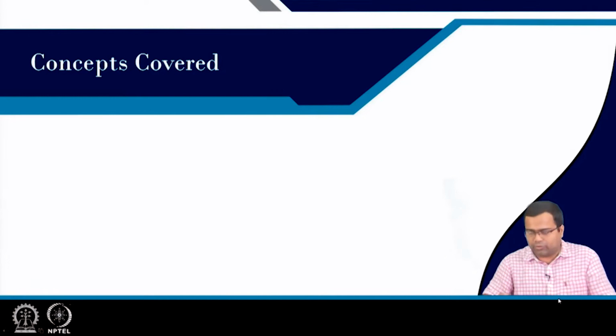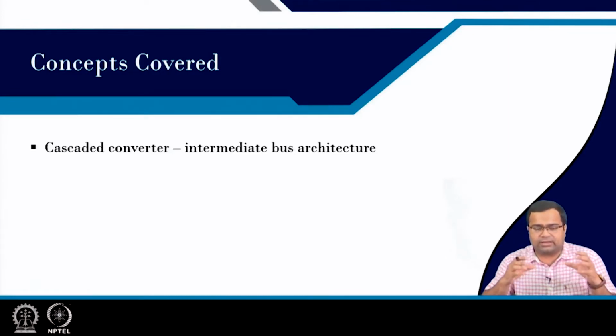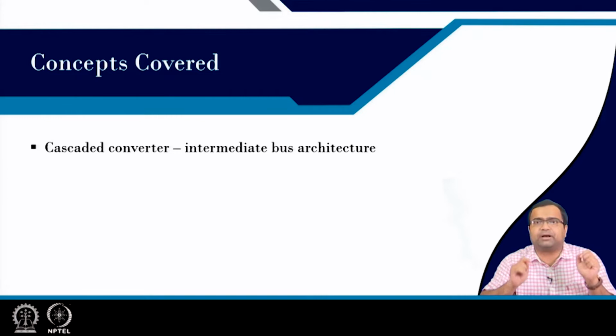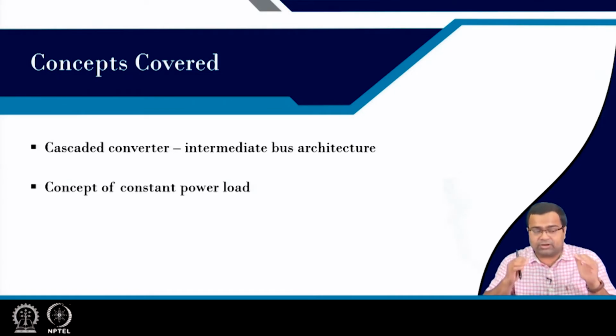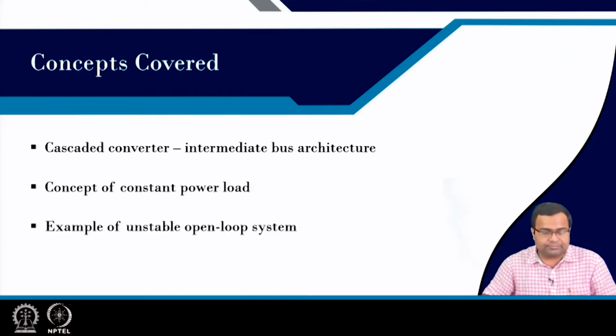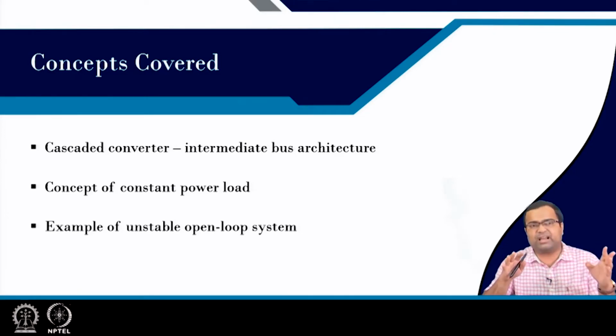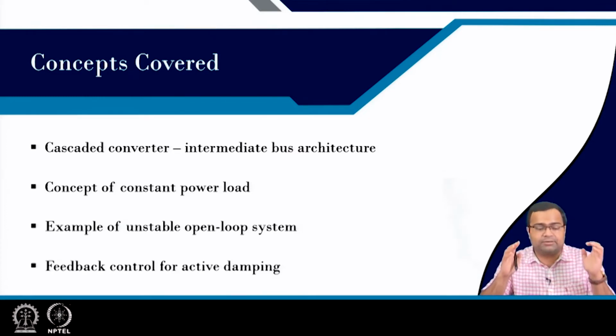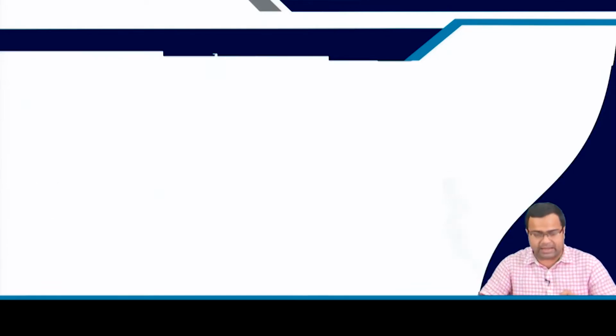In this lecture, I am going to talk about cascaded DC-DC converters, series connected cascaded DC-DC converters, which is sometimes known as intermediate bus architecture. In this context, I also want to introduce the notion of constant power load. Then I also want to give an example of an unstable open loop system. That means an open loop converter can become unstable while driving a constant power load. And then I want to talk about feedback control for active damping in order to stabilize the unstable open loop plant.